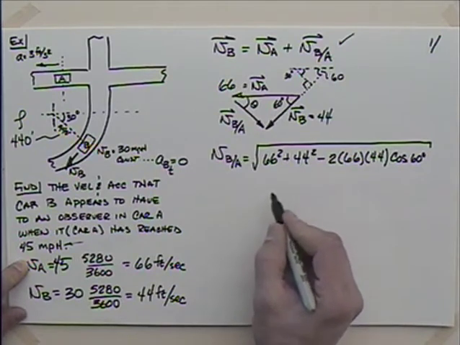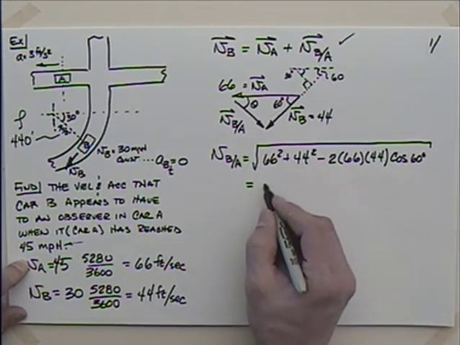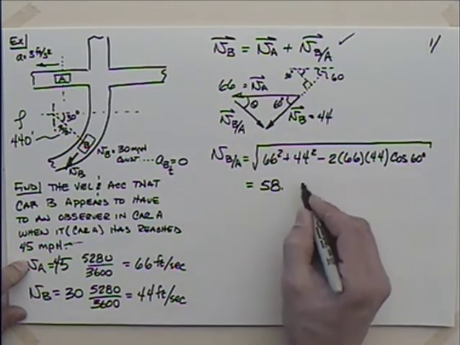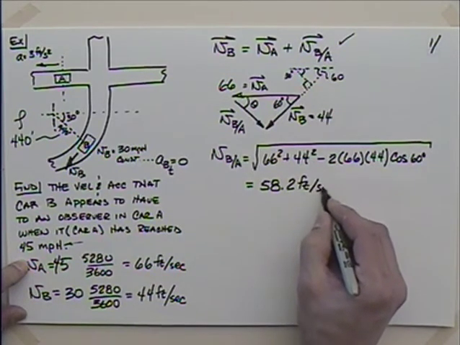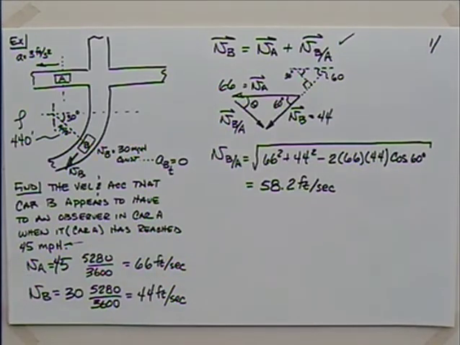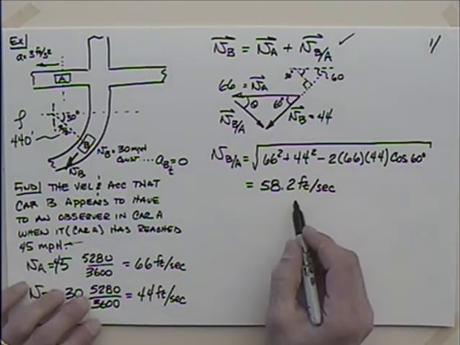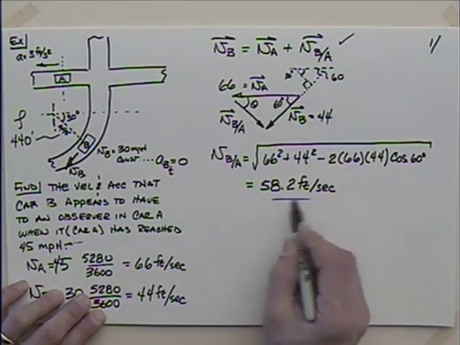When the smoke clears on that math, that'll come up at 58.2 feet per second. Which seems reasonable looking at the relative values of the other pieces. I think we're probably okay with that. We should probably get a direction. Well, this is a magnitude.